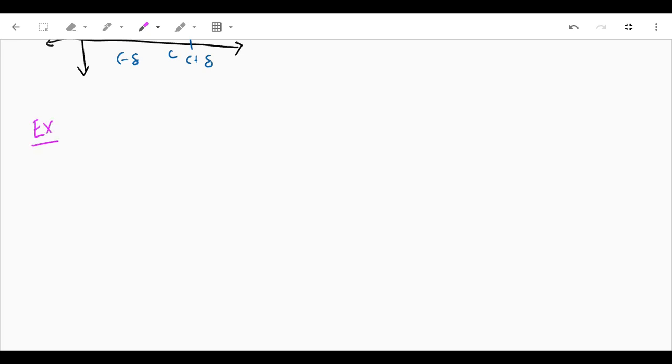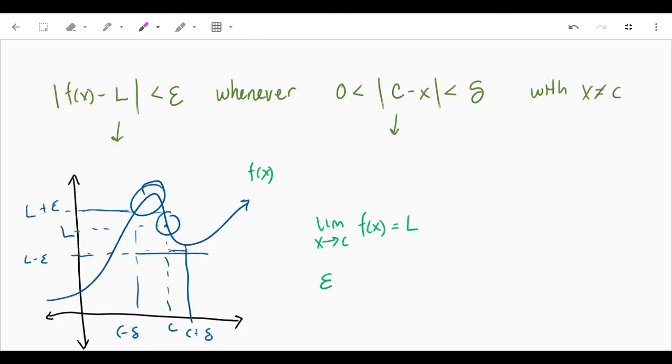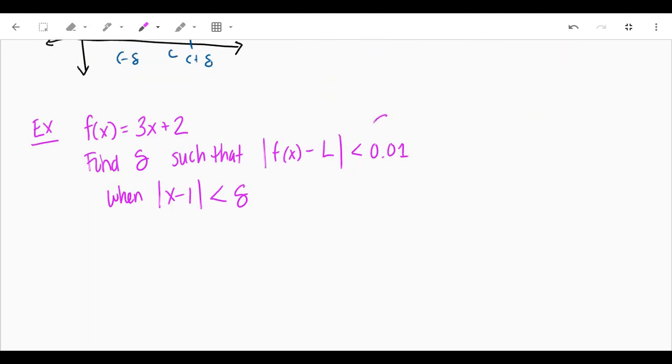So in our example, f of x is 3x plus 2. We want to find delta such that this absolute value inequality is less than 0.01 when the absolute value of x minus 1 is less than delta. Well, you can see if we go back up to what we did in symbols there, that means that this is epsilon.